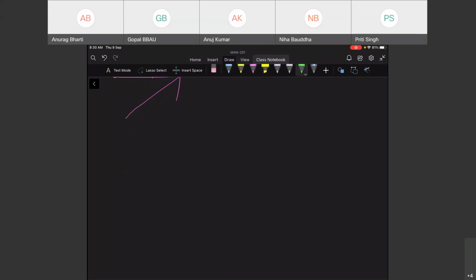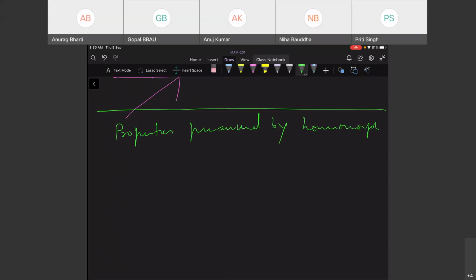Okay, we were talking about homeomorphisms. There are many properties which are preserved by homeomorphism. These are called topological properties.